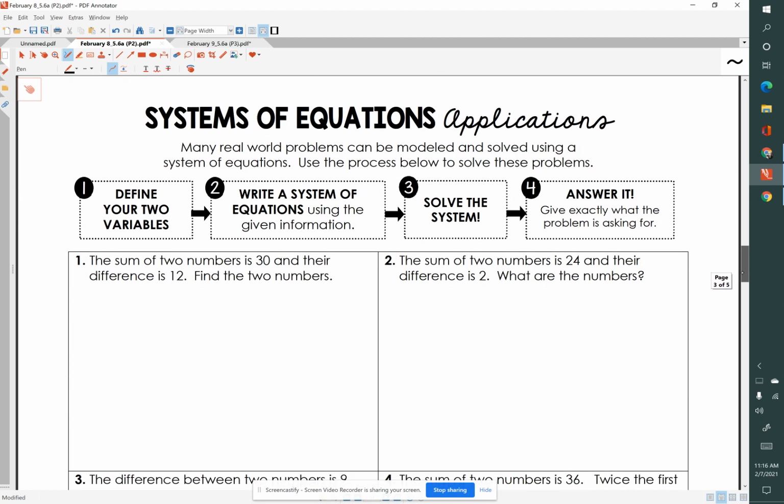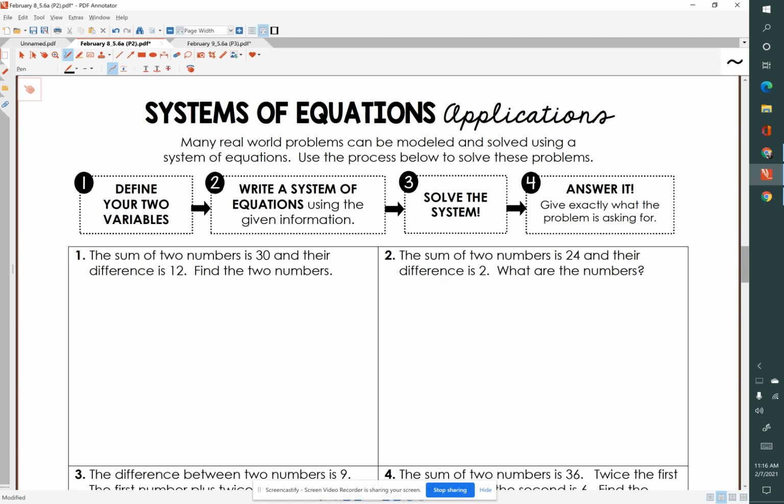decorations today. All right, so here we are with systems of equations applications. And the first thing we're going to look at is, what's kind of this 4-step process I can do to help me solve systems of equations. So we have a 4-step process. First, we define the 2 variables. We've done this before. I've done something called an X box with you.